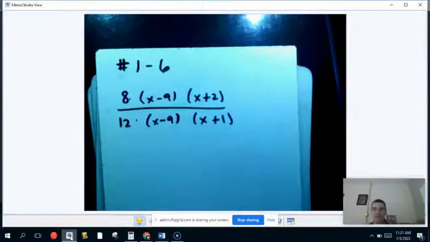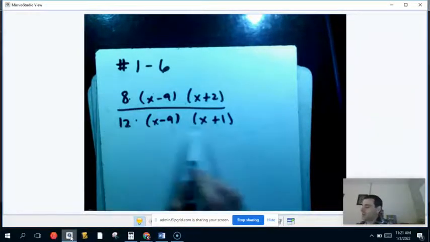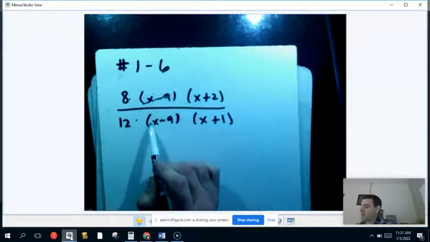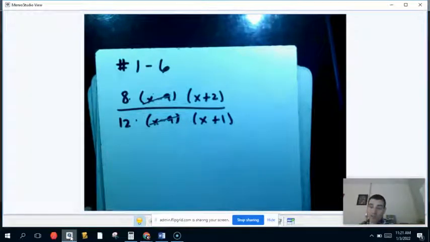Okay, we're looking at problem set 3A. So here's a situation where we're trying to simplify when we're already factored. So you can see we have some common factors here. X minus 9, you can cross out. When they divide, it becomes 1, so you don't have to write it.